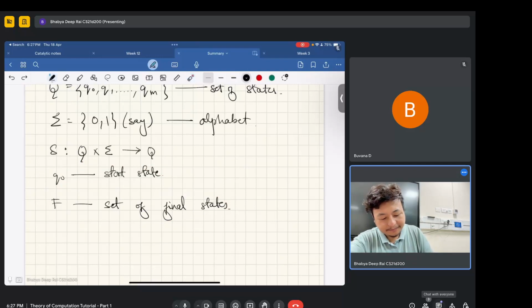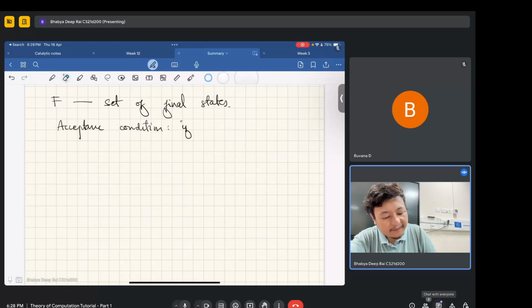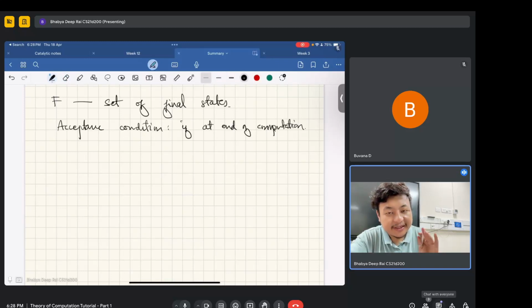And what is the acceptance condition? If at the end of computation some final state is reached.